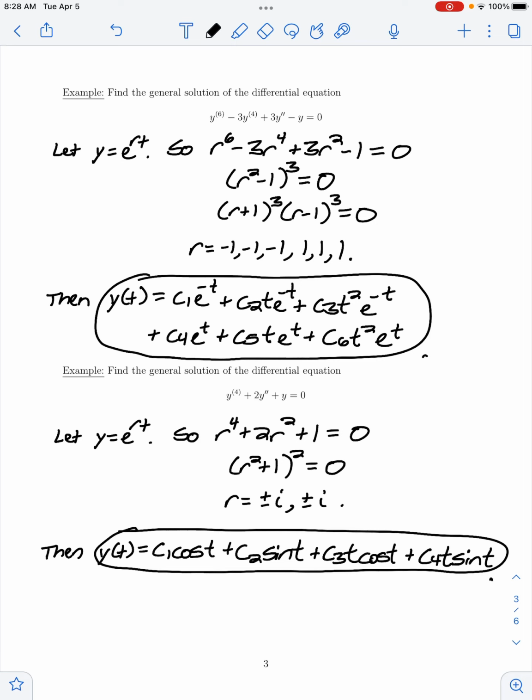So in this case of repeated complex conjugate roots, we take our solutions and we can generate new linearly independent solutions by multiplying by these factors of t out in front.